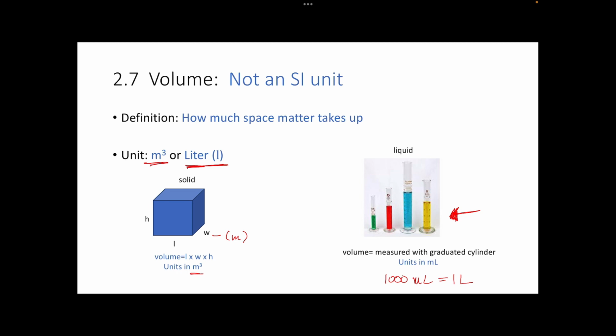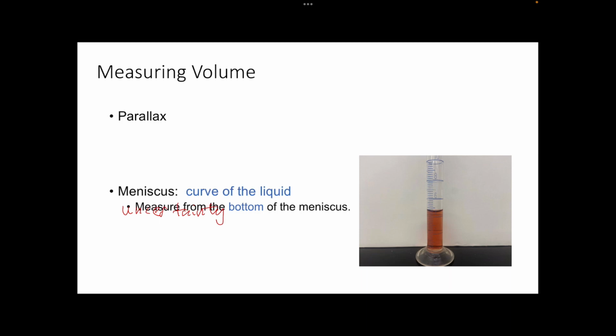Now with graduated cylinders, we do have a scale. So we are going to have to use what we have talked about before with making length measurements, and we have to use our uncertainty. So measuring volume, we're going to have to use our uncertainty, and we're going to have to make our correct measurements based on how many marks we have.